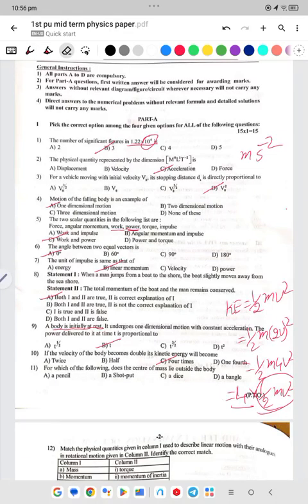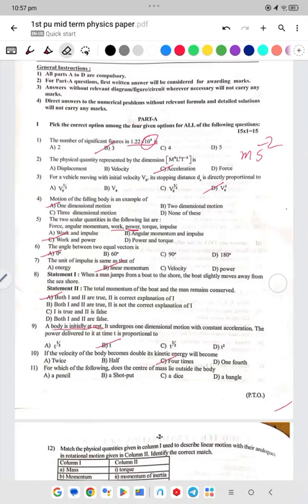Next one is, in which of the following does the center of mass lie outside the body? A pencil. A pencil is nothing but a cylinder.